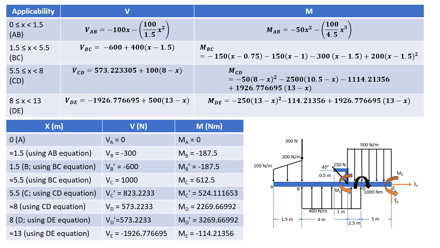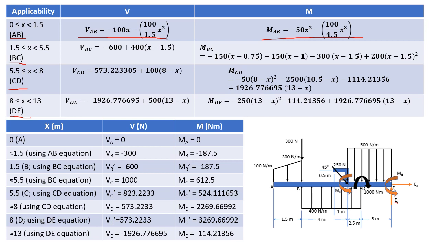So now, this is the summary of all the equations that we have developed for sections A, B, C, D, and E. And I have placed here in this table the values that we obtained. So how do we obtain these values? For x equal to 0, we use VAB here, and we get 0. We also use MAB here, and we also get 0.